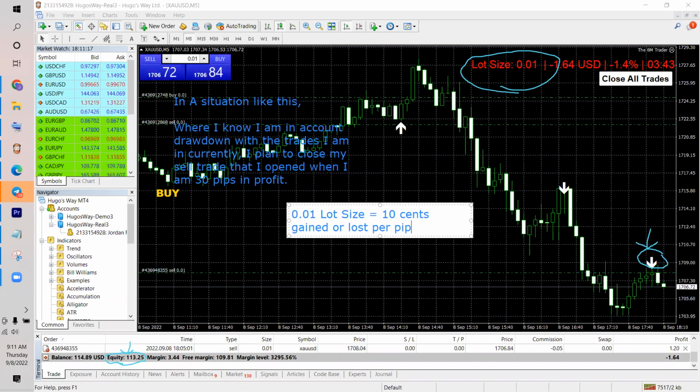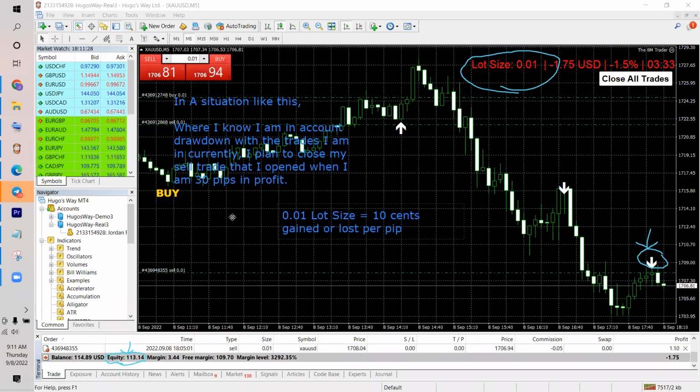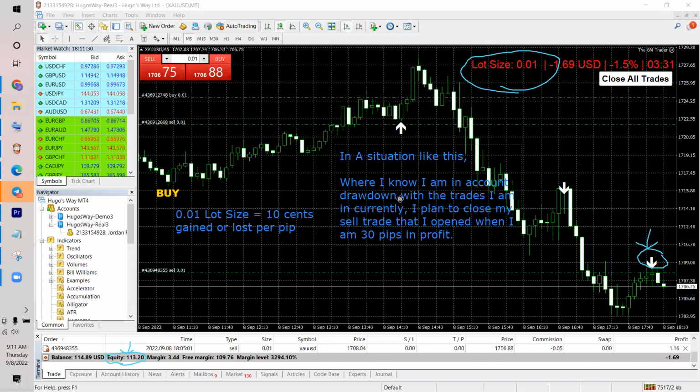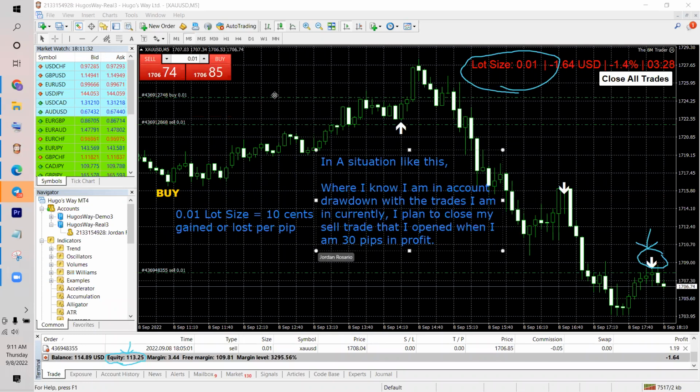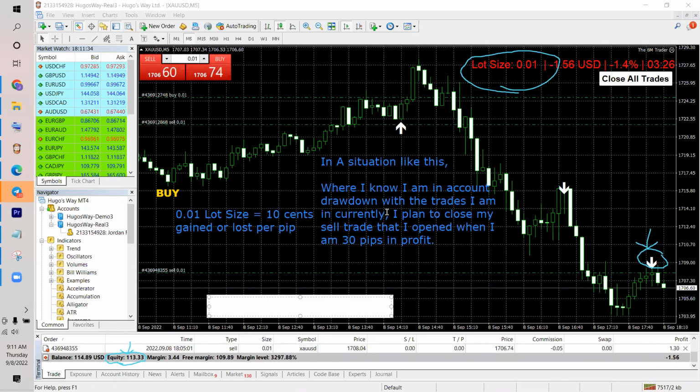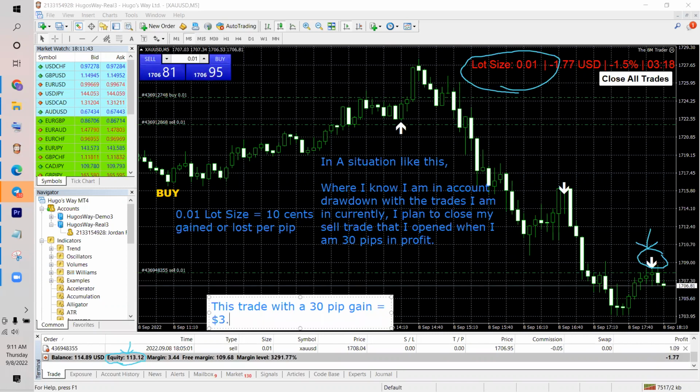And so if I know that 1 pip is equal to 10 cents, either on a positive or a negative, then in this equation, because I am looking for, and here we're going to move this so that we can get a good understanding of what we're doing here. Okay, here's our text. And so right here, my plan is to close this trade with a 30 pip gain, and that equals $3.